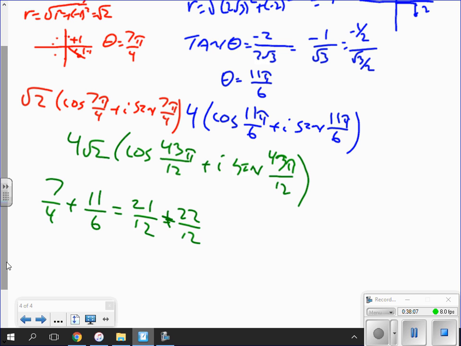How could you convert this over? What you would have to do is use decimals. You could not get exact values. You would have to find the cosine and the sine on your calculator of 43 pi over 12, take the cosine of that, take the sine of that, and multiply those numbers by 4 root 2. You'll get decimals, but you will have an answer. It won't be exact, but you will have an answer.